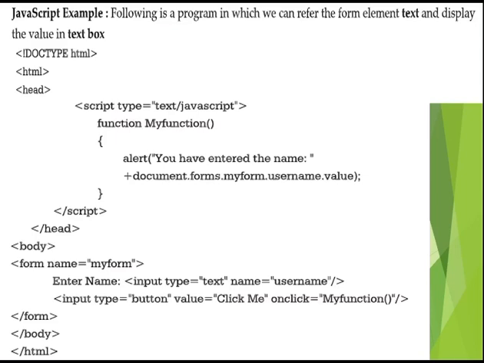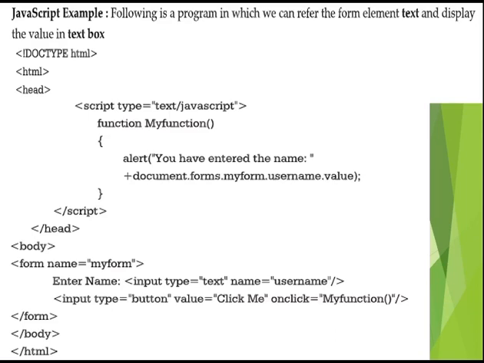So document.forms, then your form name. What is your form name? The name of the form we have given is myForm. So myForm dot, what is the name of your text field? The name of the text field is given as username. So username dot value. That is the value you want to retrieve, the value inside your text box. So document.forms.myForm.username.value.